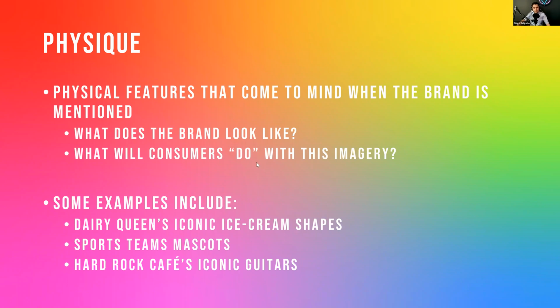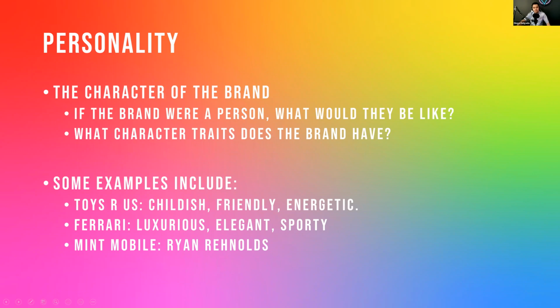All right, moving right along, we're going to go into personality. Personality is the character of the brand. One way that you can think about this is, if the brand were a person, what would they be like? What character traits does the brand have? Some examples that I like are Toys R Us. If Toys R Us was a person, they'd probably be a bit childish, friendly, and energetic. Ferrari would be luxurious, elegant, and sporty.